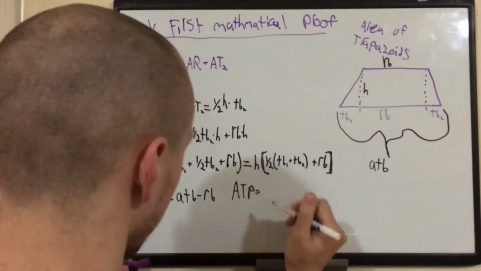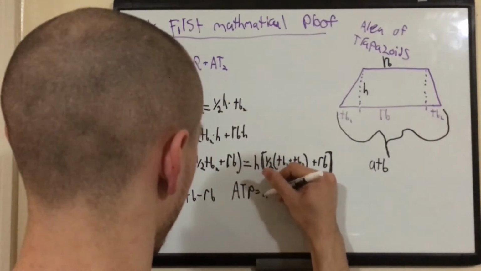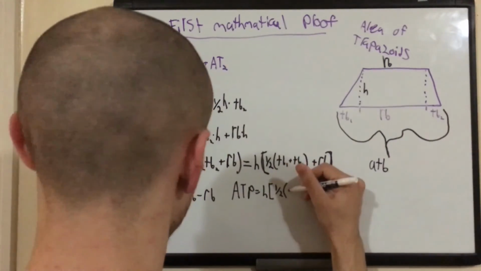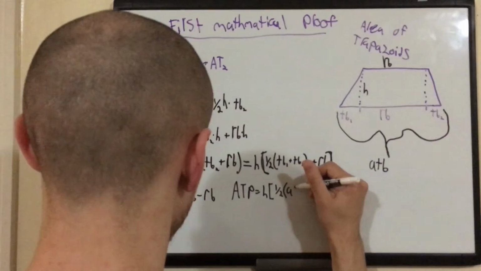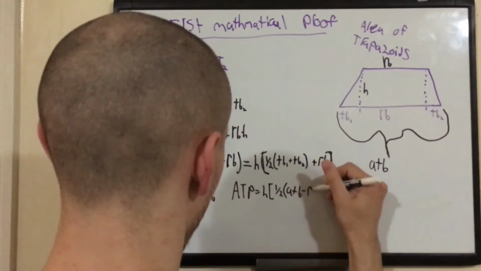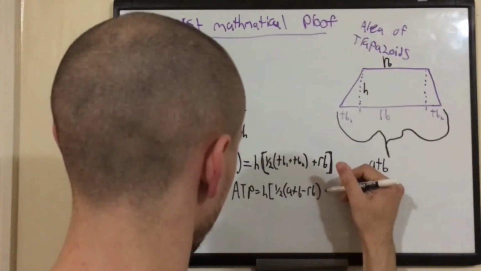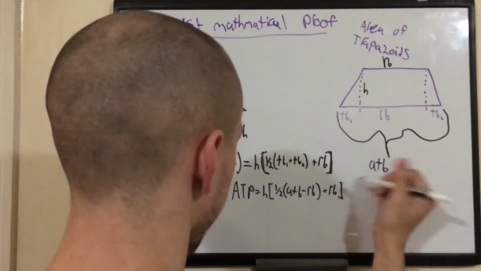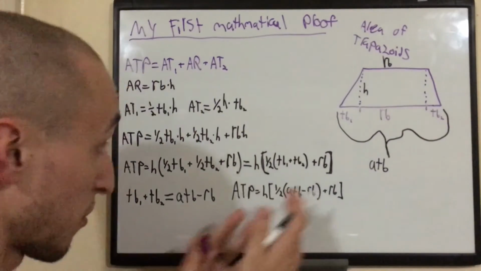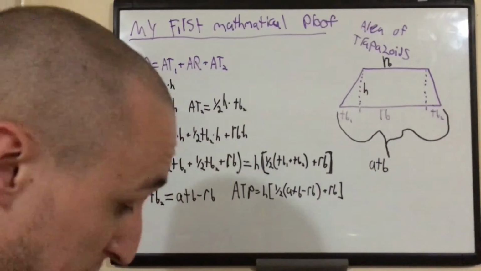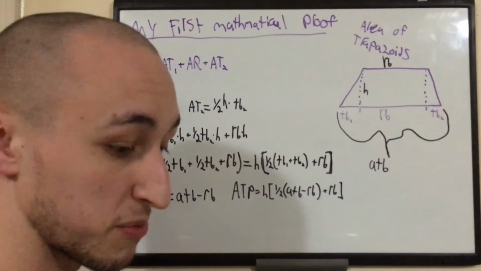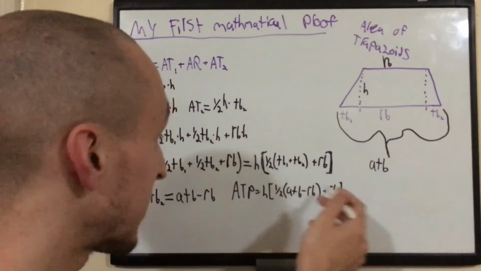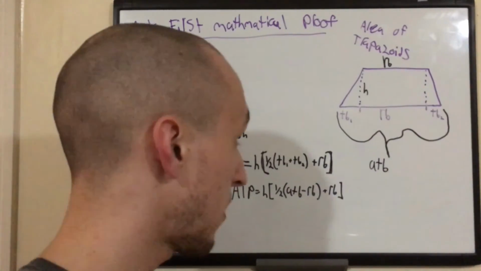ATP, we're going to rewrite this as H bracket 1/2 parentheses ATB minus RB close parentheses plus RB bracket. Okay, so far mission accomplished. This doesn't fit the cap. What I have done is I've made this formula better so far.